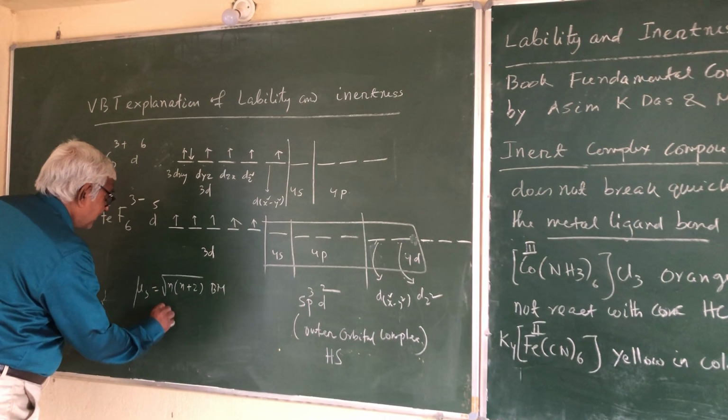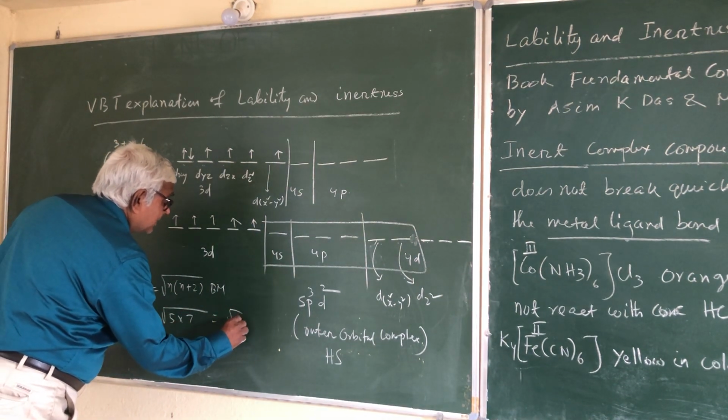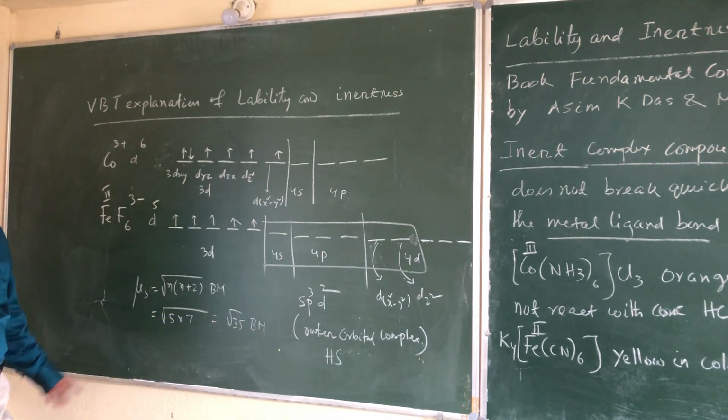So this will be 5 into 7, so root over 35 BM. So the spin only magnetic moment will be root over 35 BM for this complex. So this is an outer orbital complex.